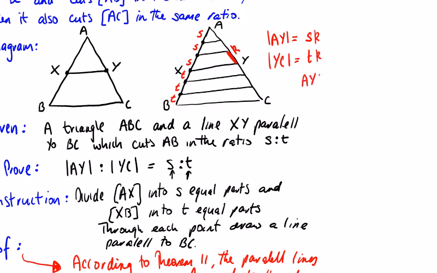So AY to YC is equal to SK to TK. The K is cancelled. We're left with S to T. And that's our proof. Quod erat demonstrandum. Practice this and make sure you don't get it wrong.